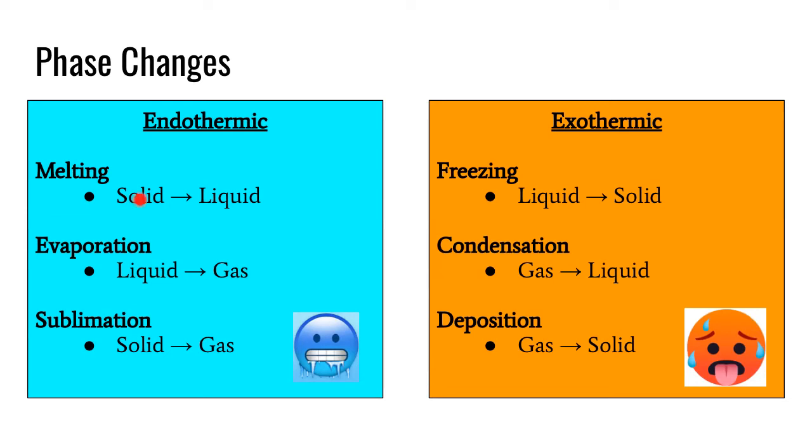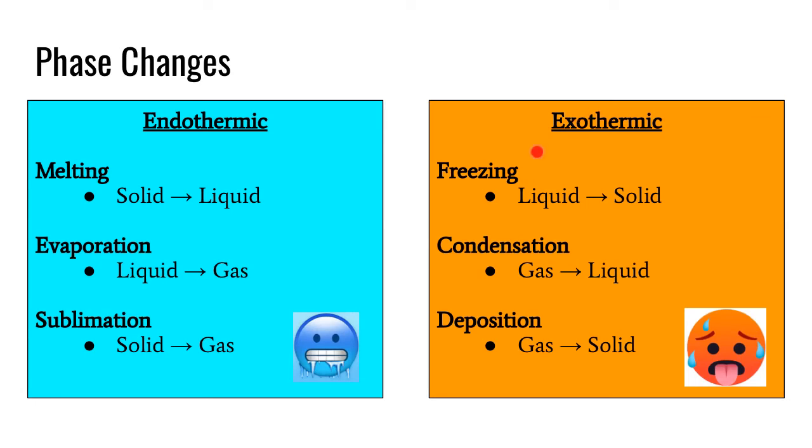So here we have a solid, where our particles just barely vibrate back and forth, to the liquid, where those particles are able to move faster and they move past one another. So in order to do that, they have to absorb that energy, move faster, and now we're in a liquid state. That would be the same for all three of those. On the opposite side of that, we have that exothermic reaction. Exo, outside, thermic, heat. So heat goes outside. So they're going to feel warm.